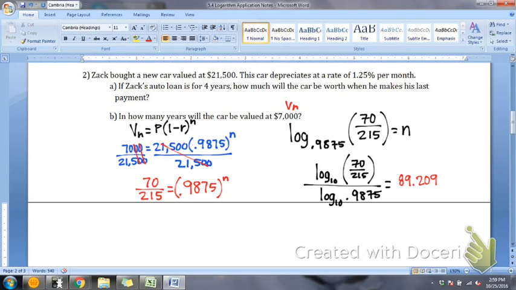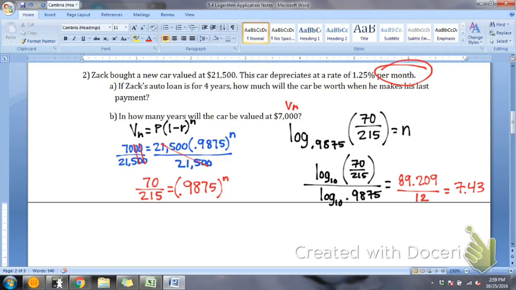Does it make sense? It says, in how many years will the car be valued at that? In 89 years, the car is going to still be worth $7,000? Does that make sense at all? No. Anthony, tell us what you did. I divided it by 12. Why? Because there's 12 months in a year. Okay, so it says per month, right? So this is why we make sense of it. Because it said per month, that means we have to take this number and divide it by 12. What happens when you do 89.209 divided by 12? 7.43. That makes a little bit more sense, right?